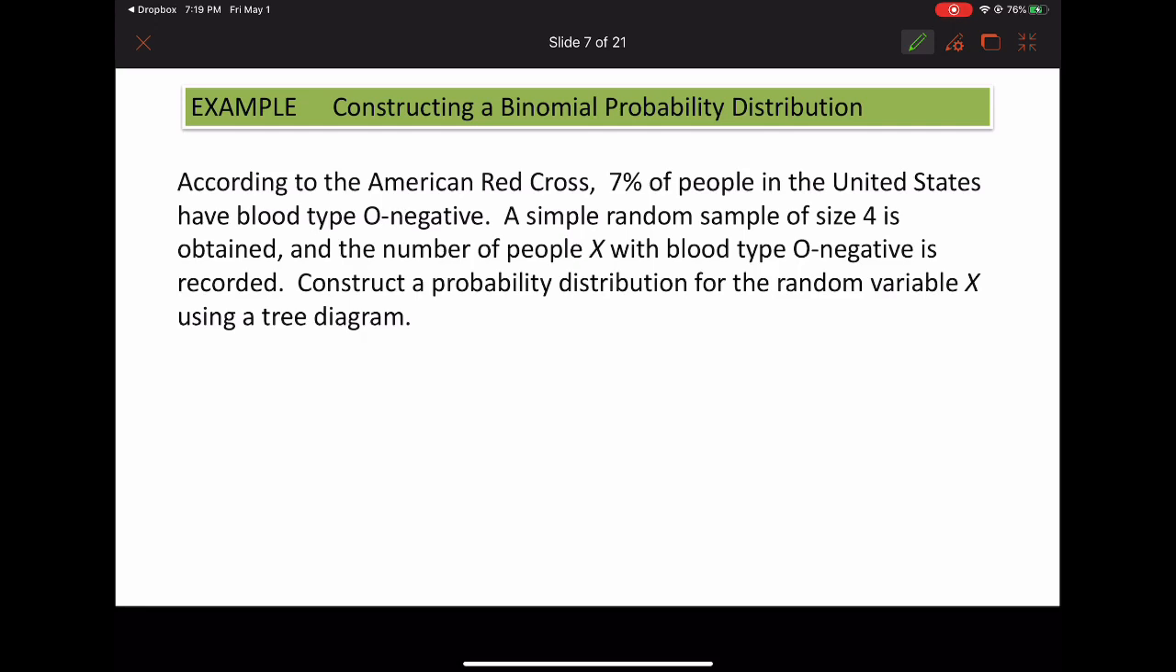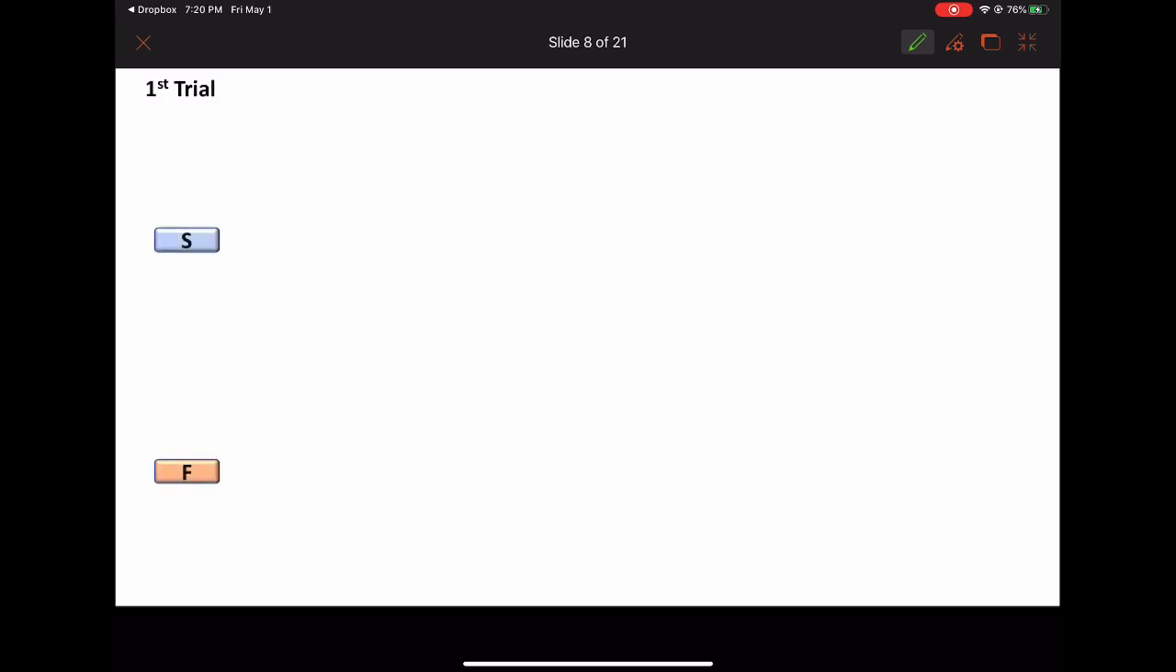7% of the people in the US have blood type O negative. A simple random sample of size 4 is obtained, and the number of people X with blood type O negative is recorded. We're going to construct a probability distribution using a tree diagram. Each trial is pulling one person out of the population, which would be the United States. My first trial, I chose one person. It was either a success or a failure. They either had type O negative blood or they didn't. One or the other.